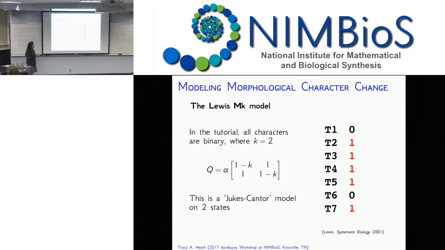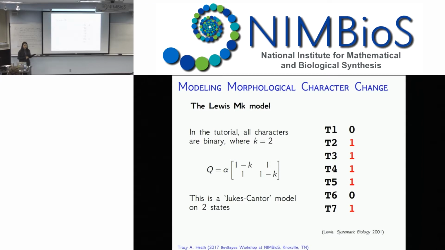And so in our tutorial, what we'll do is apply this to a binary set of characters. So when we think about morphological characters that are binary, these are essentially presence or absence things, or, like, is it blue or gray or something like that. There's only 2 states which this character can take. So this is just one example of a really simple model. If you're really interested in more complex models of morphological character change, there is another tutorial on that as well, and maybe that's something that we could discuss at the end of the week on Friday or something.